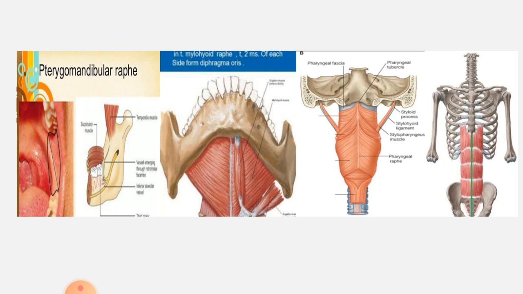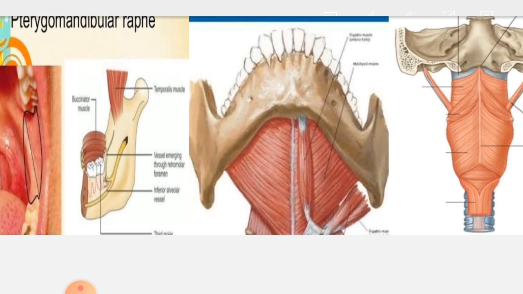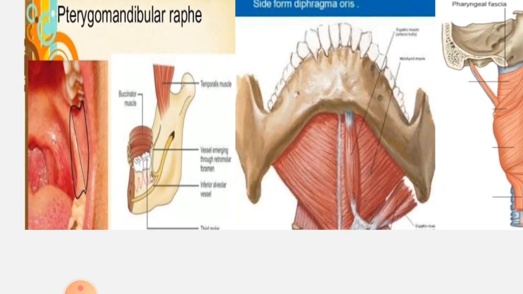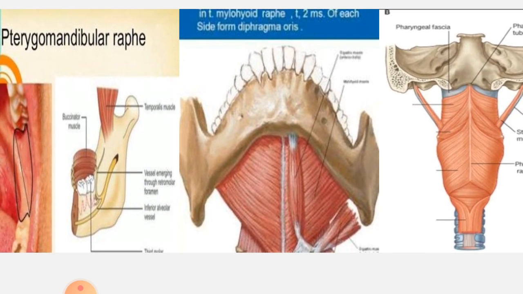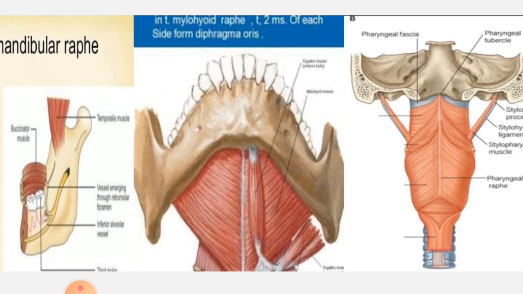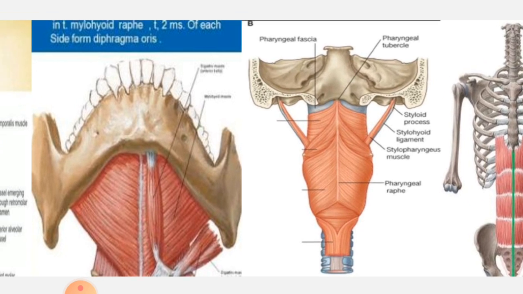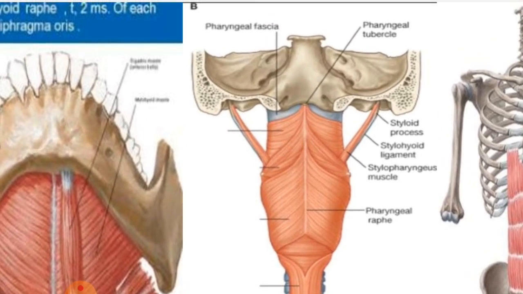These are the rafts. You can see on the left side the pterygomandibular raft, which is formed by the buccinator muscle. The next one is the mylohyoid raft, and you can see the two mylohyoid muscles forming the mylohyoid raft. The next one is the pharyngeal raft, that is formed by the pharyngeal constrictor muscles.